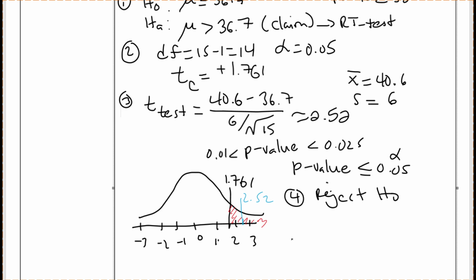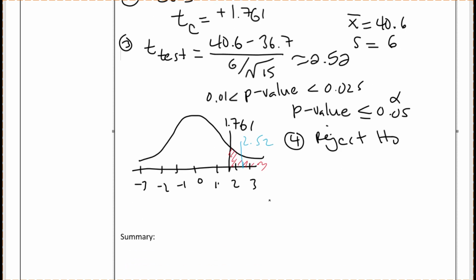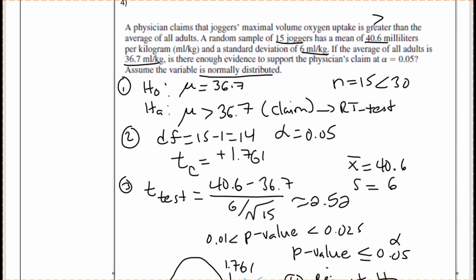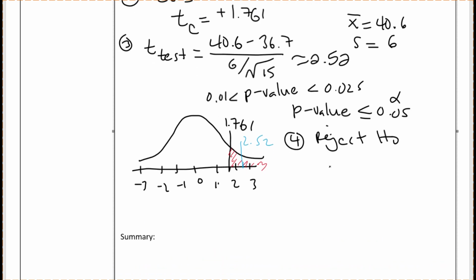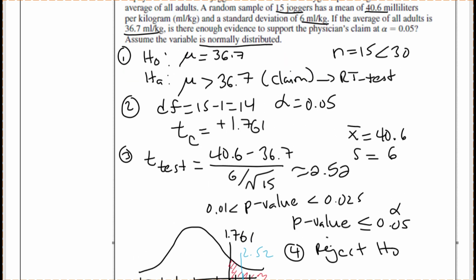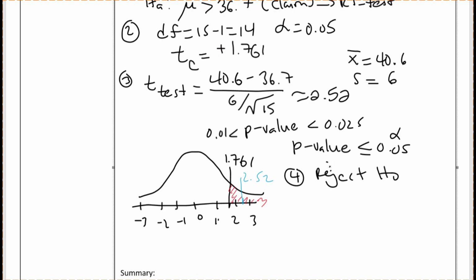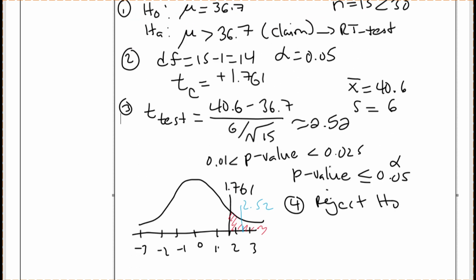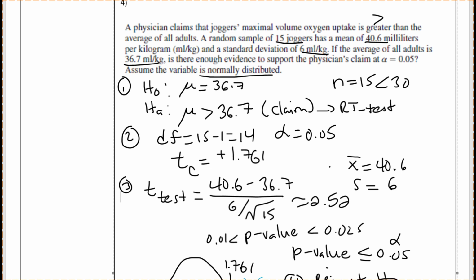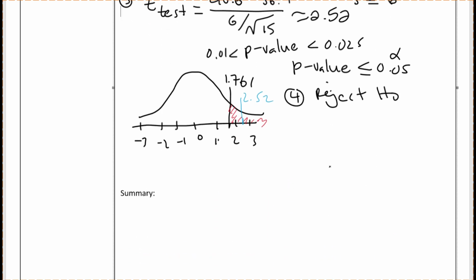All right, which means that we're going to use the phrase, we have enough evidence, and since our claim is our alternative, we have enough evidence at the 5% level of significance to support the claim that the average maximal volume intake is greater than the average for all adults.